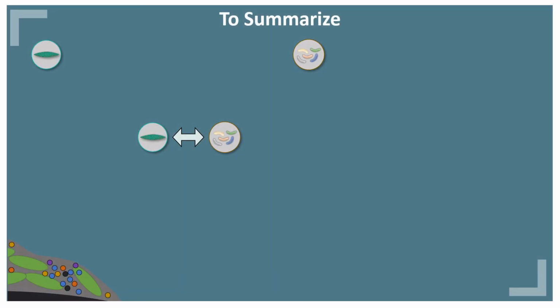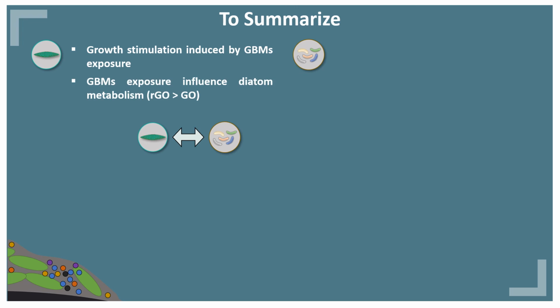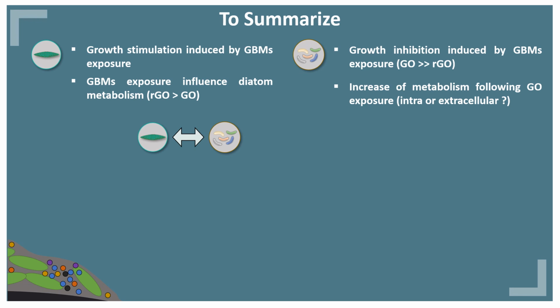To summarize all of these results, first with the diatom compartment, we noticed growth stimulation induced by graphene-based material exposure. We also observed that the exposure was able to influence the diatom metabolism with a greater impact of RGO. For the bacterial compartment, we observed a growth inhibition mainly induced by GO exposure and also an increase of metabolism. And the community structure was also affected by graphene oxide exposure.